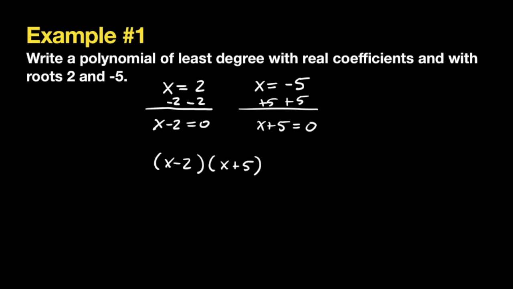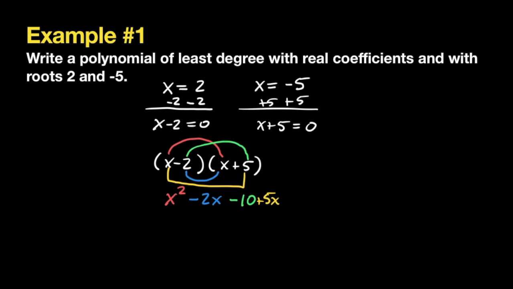And to find the polynomial, we just need to multiply. So we are going to multiply x times x, and that's going to give us x to the second power. Then we're going to multiply -2 and x, and that gives us -2x. We're going to multiply -2 and 5, and that's going to give us -10. And then we're going to multiply 5 and x, and that's going to give us plus 5x.